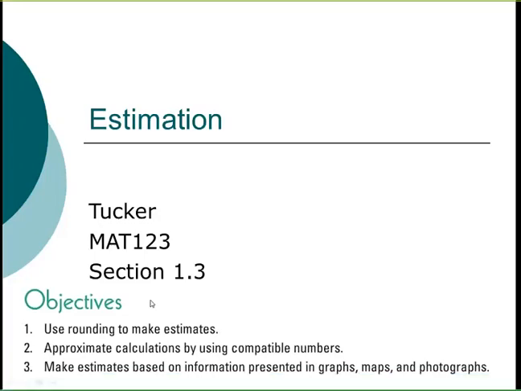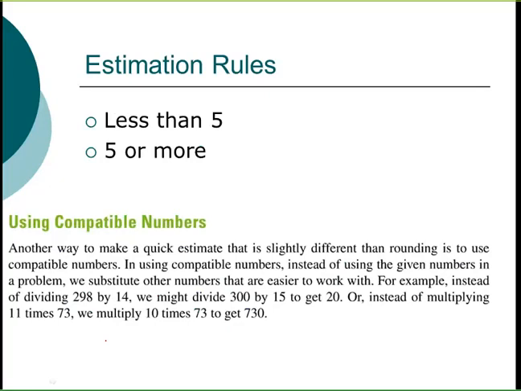All right, class, in this lesson we're going to be taking a look at estimation, section 1.3. And here we're going to be learning about our different rules to round and make estimations. Our estimation rules that we start with is that if a number is less than 5, we round down. If it's 5 or more, we round up.